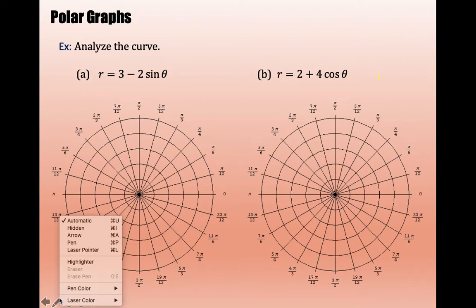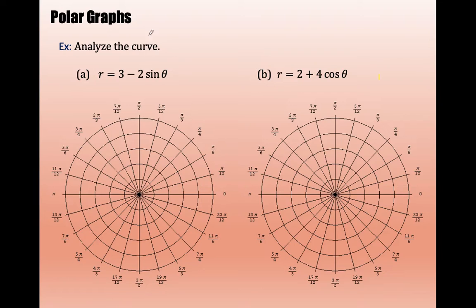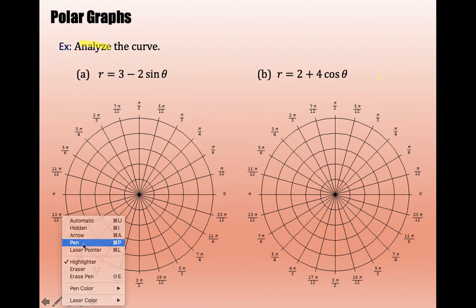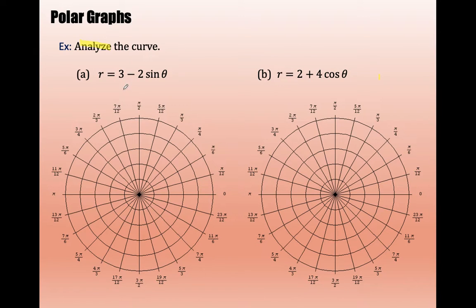So, analyze the curve. I put graphs up here, but you're going to use your calculator to graph. When I say analyze, what do I want? I want the name. So, here is your A, and here is your B. Sine means you are oriented in the y direction, but negative. So again, you can think about A and B and who's bigger or smaller.